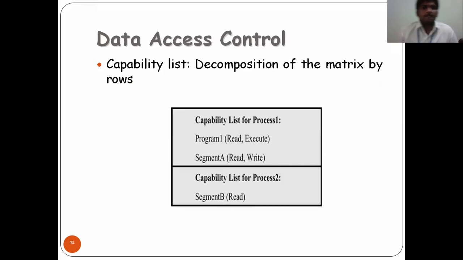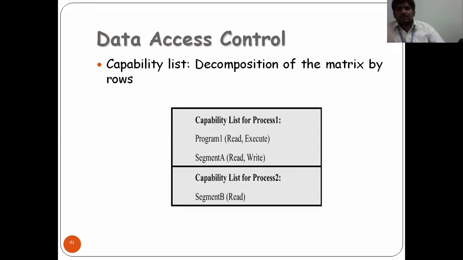Then another one is the capability list. The capability list of process one. Now we mention it row wise; the previous one was column wise. Row wise, we have objects for process one and process two. So what can process one do? Process one can do program one read and execute, and segment A read and write.